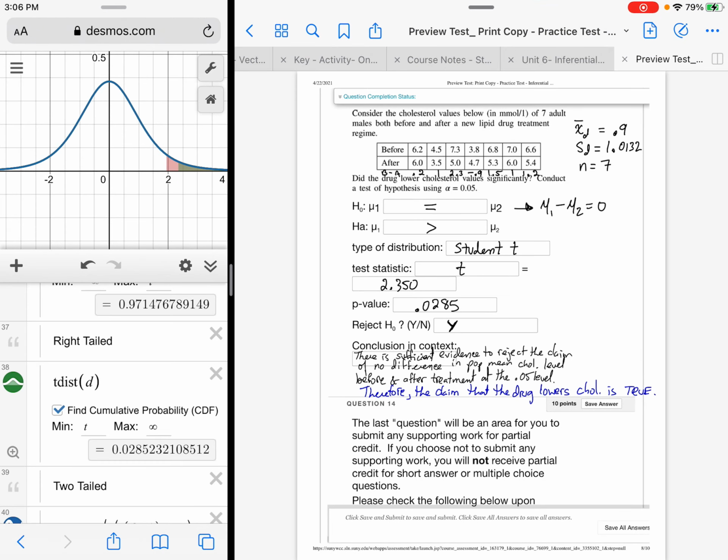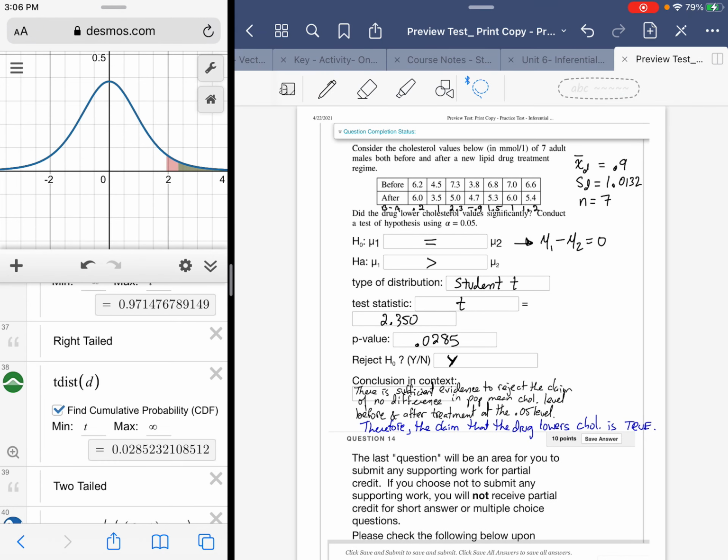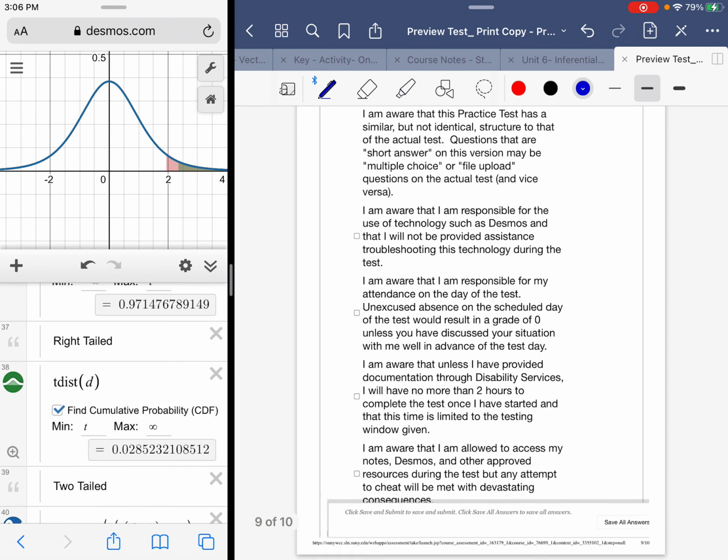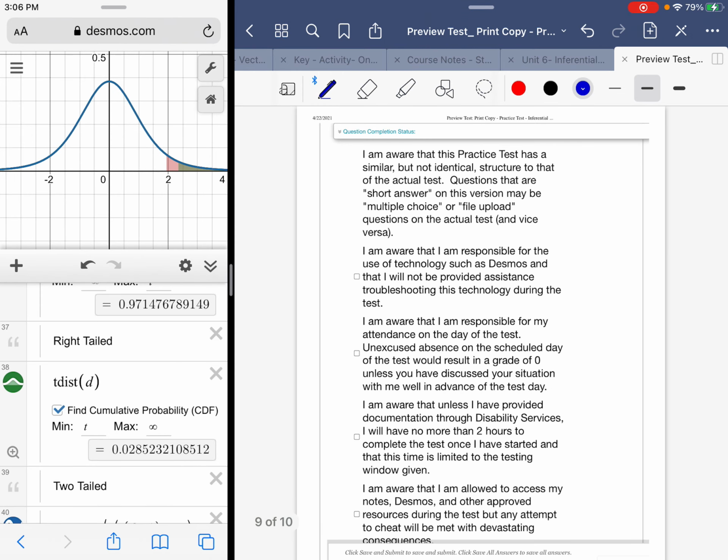All right, so that's a two-population hypothesis test, specifically matched pairs. And then, as you know, the last question is where you could submit any supporting work for partial credit, especially for those multiple choice. But then you also have the conditions of the assessment, so make sure you read through this. And yeah, every one of them should get a check. Boom, boom, boom. I think there's 5. One of them got cut off, so I'll just put another check there.